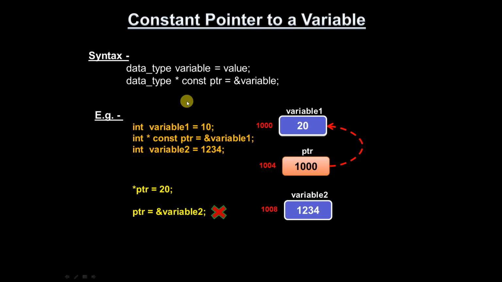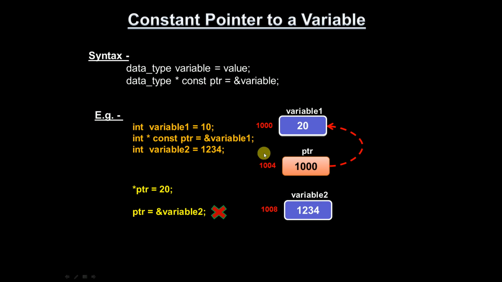So whenever you are using a constant pointer, you have to give the address in the same line only. Declaration and definition has to be in the same line when you are using a constant pointer. So you cannot say int variable1 = 10, next int * const ptr, next line ptr = &variable1. That is not allowed. You have to write int * const ptr = &variable1, because it is a constant name.